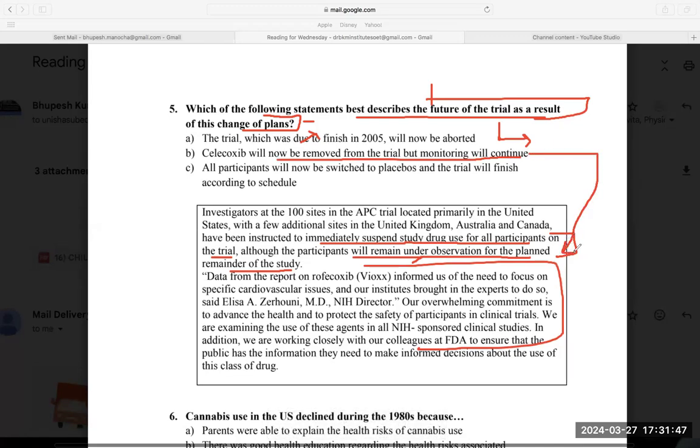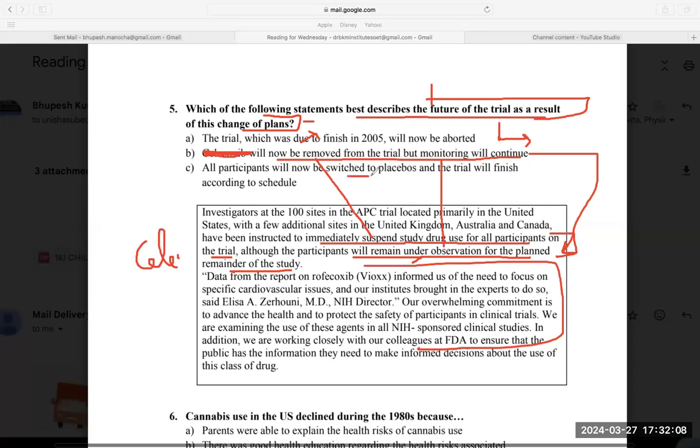I know, I got your point, guys, that celecoxib is not given. In the final exam, this word will not come, or otherwise it would be given that this trial was of celecoxib. Otherwise, it's perfect that it will be removed, it will be suspended, but monitoring, observation will continue.